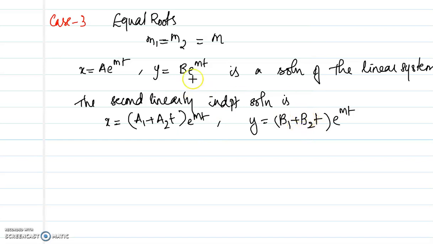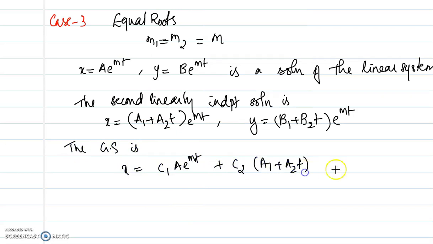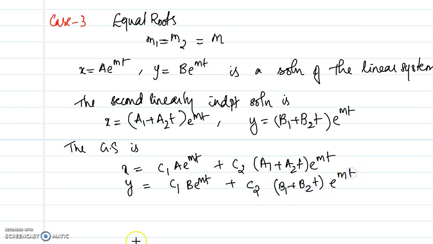When you take the linear combination of both the solutions, that will give the required general solution. So the general solution is x equal to c1 a e raised to mt plus c2 times a1 plus a2t e raised to mt, and y will be c1 b e raised to mt plus c2 times b1 plus b2t e raised to mt.